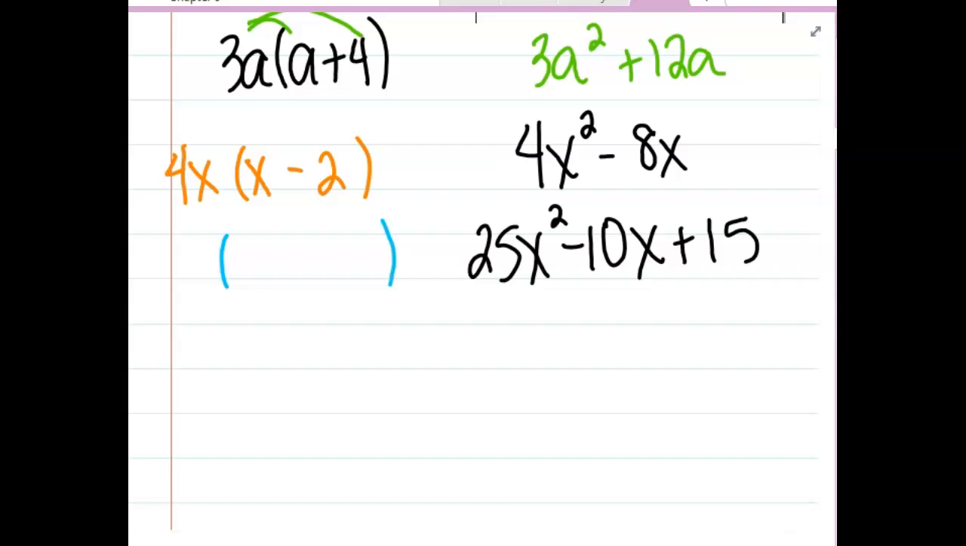Okay, so the first thing I need to figure out is what's going to go on the outside. So I need to figure out what could I factor out, or what could I divide out, let's start with the numbers, of all of these numbers? 5. See that? 25, 10, and 15, so 5. Now here's the thing. You want to factor out as much as you possibly can.